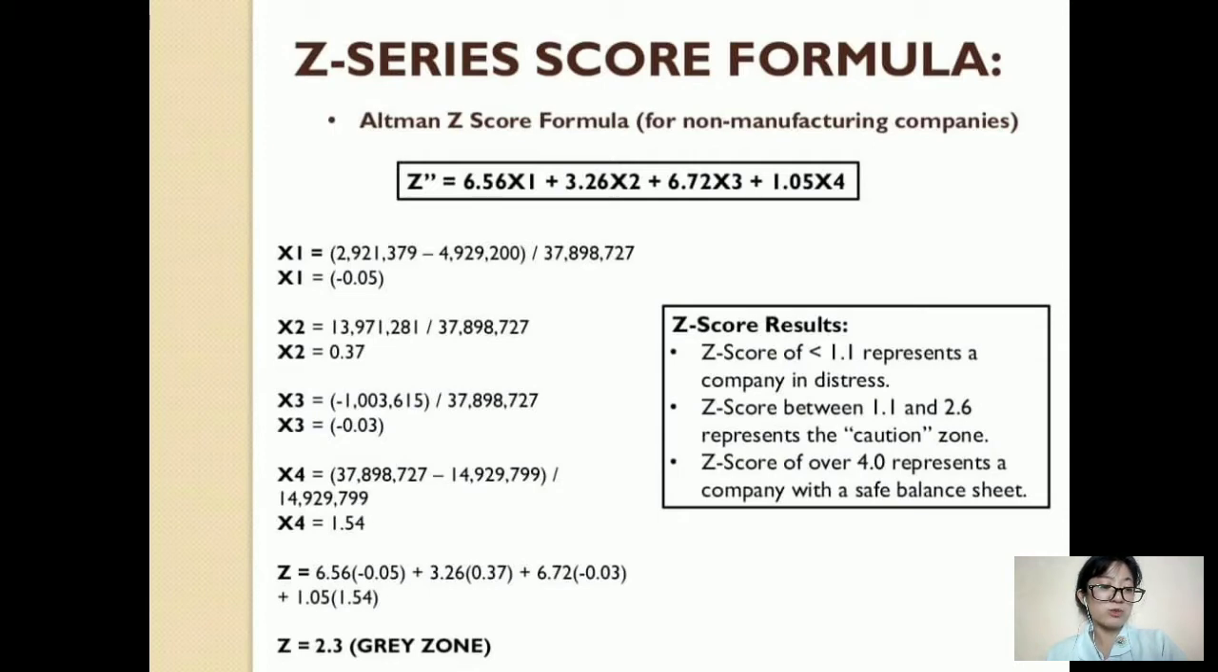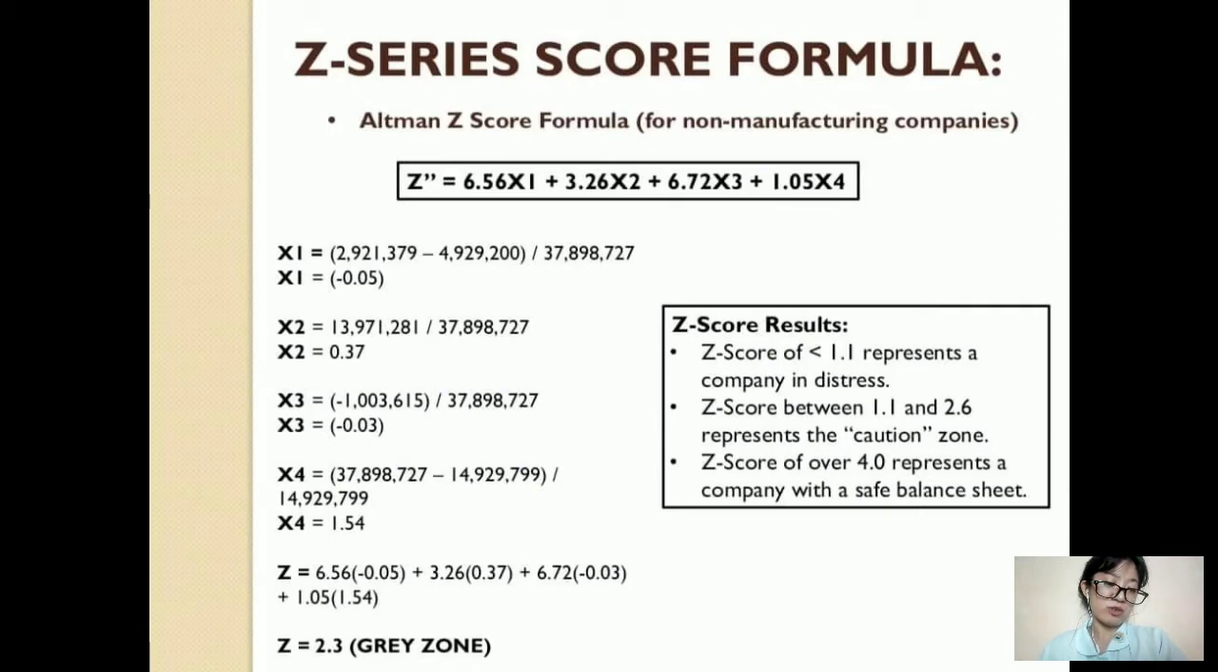To solve for x2, we need to divide the retained earnings, which is 13.9 million, by the total asset, which is 37.8 million. So the value of x2 is 0.37. To solve for x3, you need to divide the EBIT, which is negative 1 million, by the total asset, which is 37.8 million. So the value of x3 is negative 0.03.